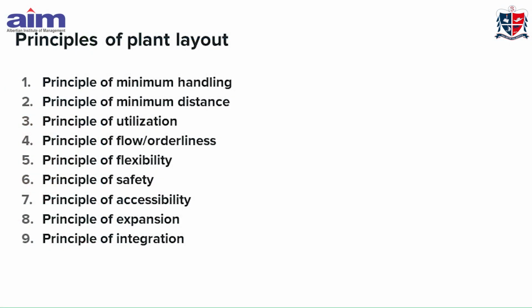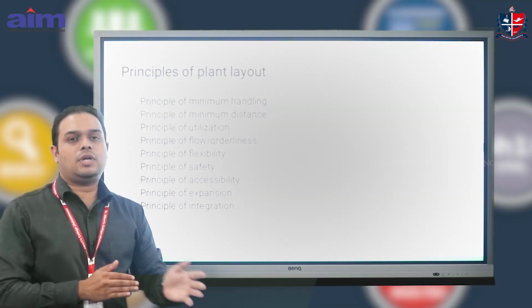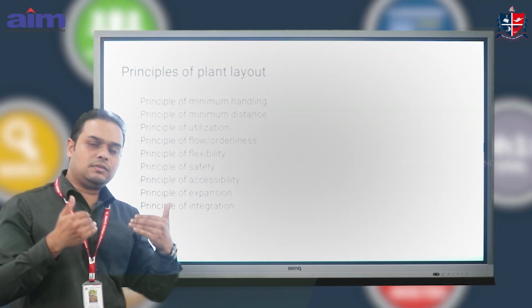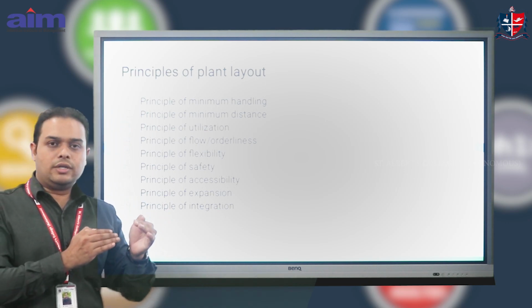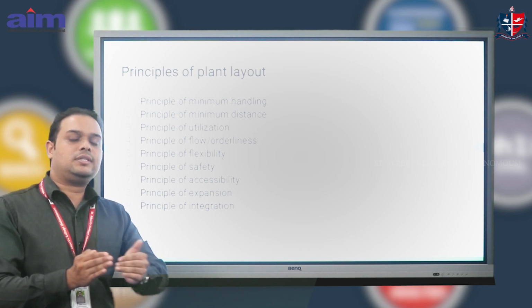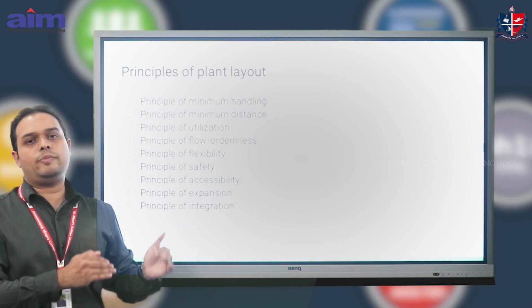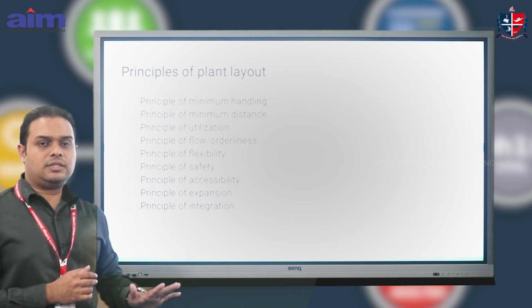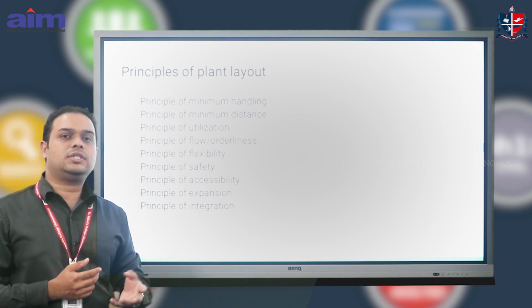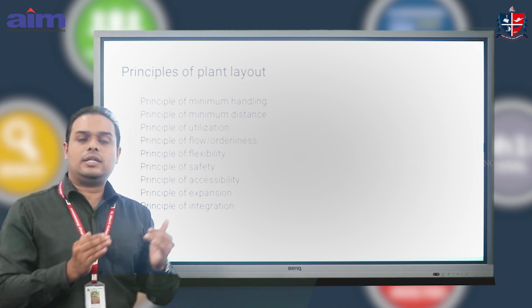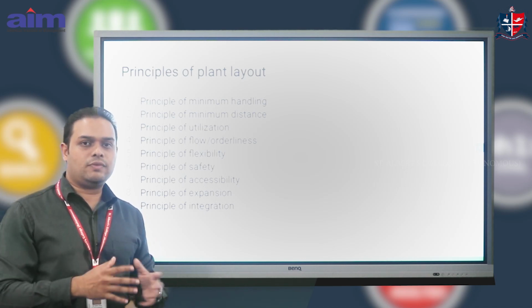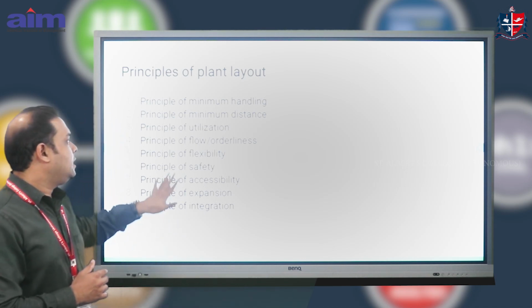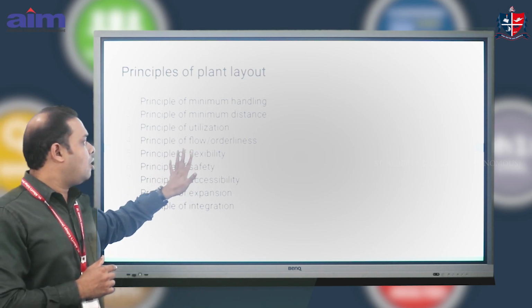And similarly, there is a similar principle known as minimum distance. Whenever you move products from one place to another, the distance involved should be comparatively less. The systems should be such that the amount of time or distance taken to move one thing from one place to another is at its minimum. Then you have the principle of utilization, because we all know that the resources that we have are very limited. So we have to ensure that there is a high amount of utilization of whatever space that we have in an organization. Then you have the principle of workflow and orderliness.